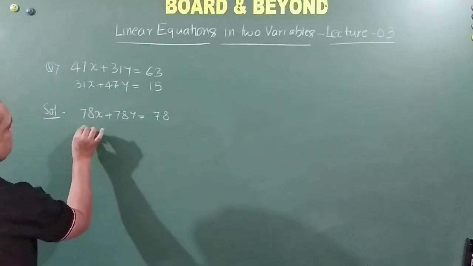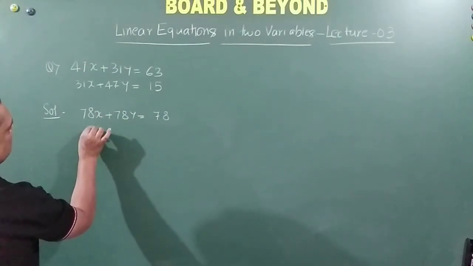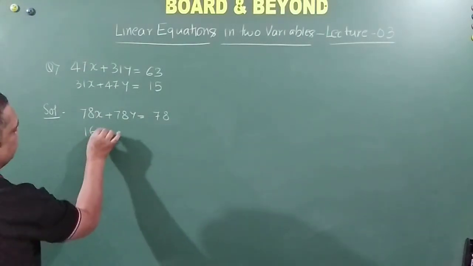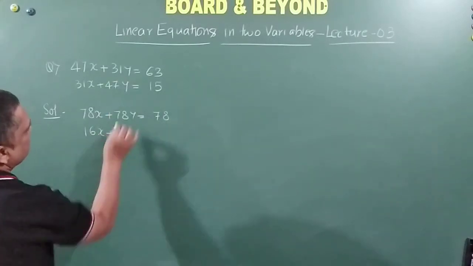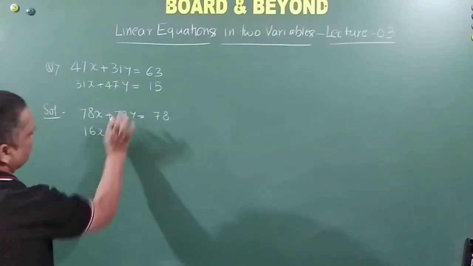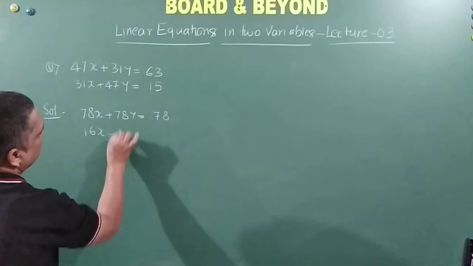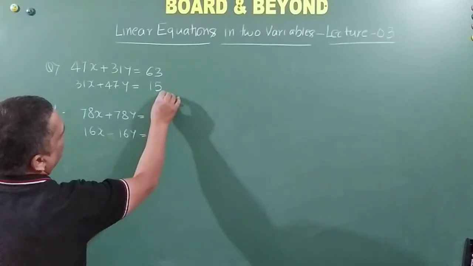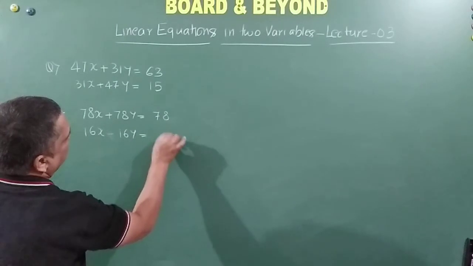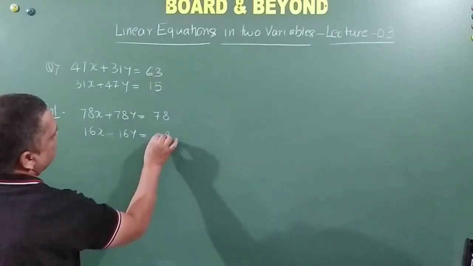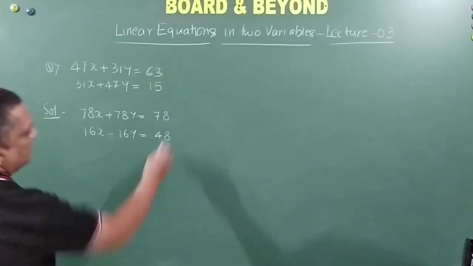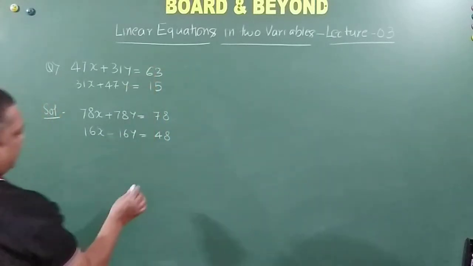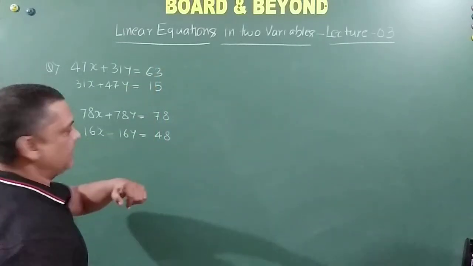What happens? This becomes 16x, and this will become minus 16y is equal to, subtraction is 8 and then you have 5 and 4. Okay, right? So we get these two equations, right, friends?